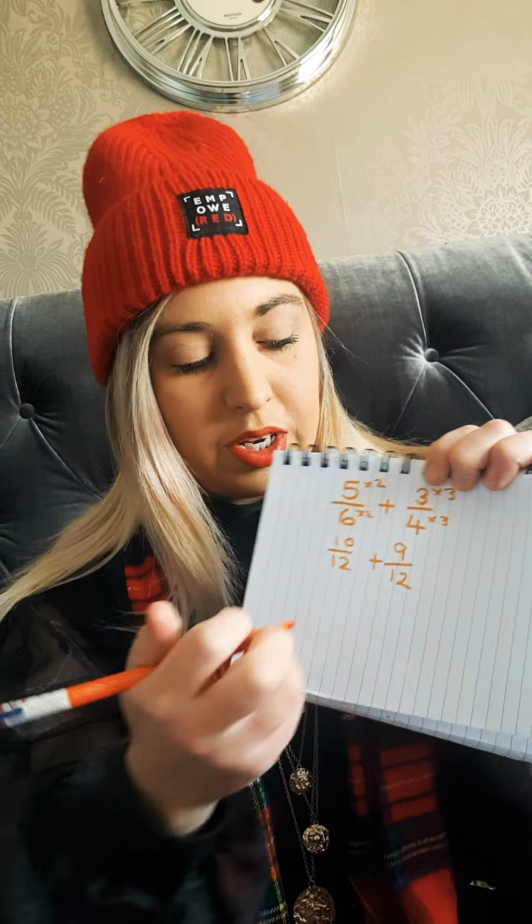So now from this point here, all we have to do is add our top numbers together, our numerators. So 10 add 9 is 19. And the denominator stays exactly the same. Now, in this case, we've been left with a top-heavy fraction. Now, what I mean by that is this number on top is bigger than the number at the bottom. So what we could do at this point is change it into a mixed number.